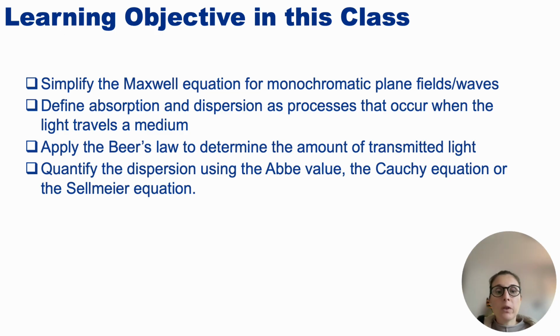In this video we're going to simplify the Maxwell equations for a monochromatic plane wave. We're going to define absorption and dispersion as processes that occur when light travels in a medium. In particular, for absorption, we're going to introduce Beer's law and apply it to determine how much light has been reduced when transmitted through a medium. And then we're going to talk about different ways we can quantify dispersion.